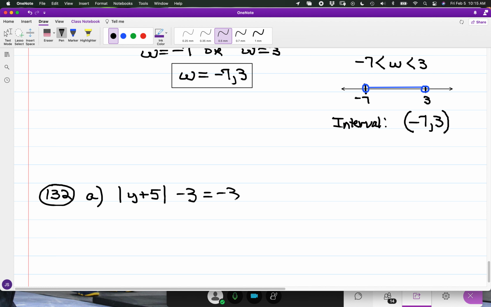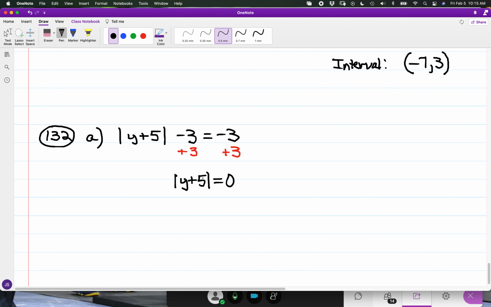So part A begins with an absolute value equation. And just like what we did earlier with w plus 2, the absolute value of y plus 5 we're going to isolate by moving the constant that was alongside it. So in the case of adding 3, we now have that the absolute value of y plus 5 is equal to 0. So you have the absolute value of x represented by the absolute value of y plus 5, and your k value is going to be 0.